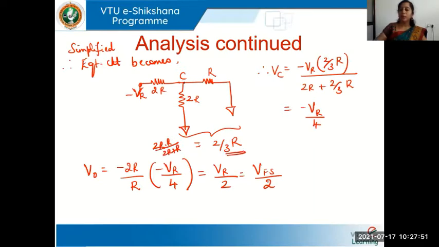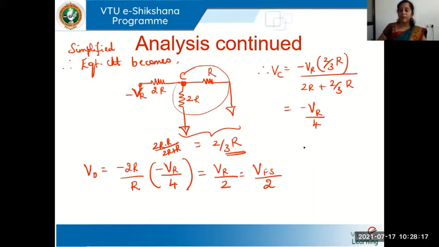So what would be the voltage from this terminal? I'm calling this point C. What would be the voltage from point C to ground? It is using the principle of voltage divider. It is minus VR into the total resistance of this branch, which is 2 by 3R, divided by the sum of this resistance 2R and 2 by 3R.